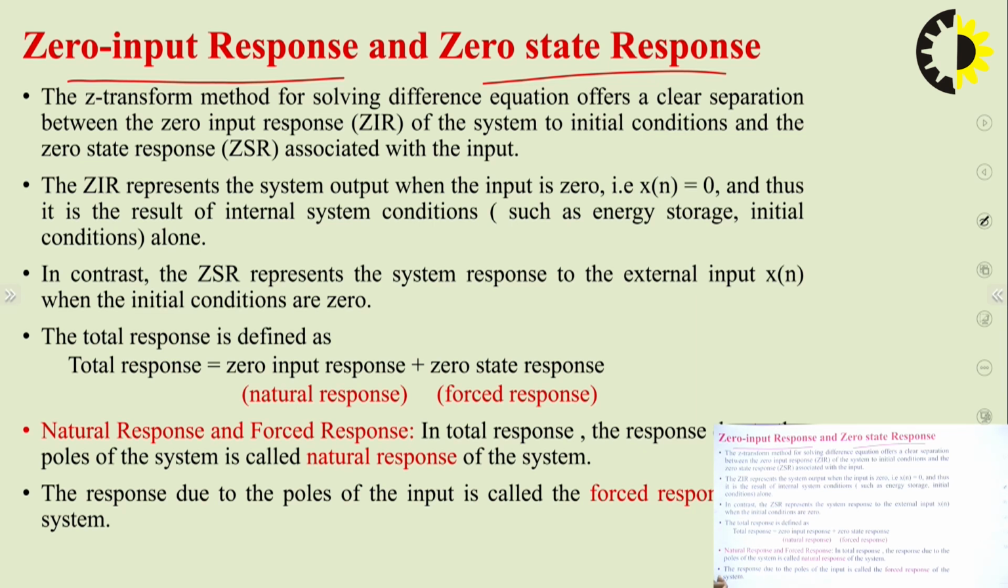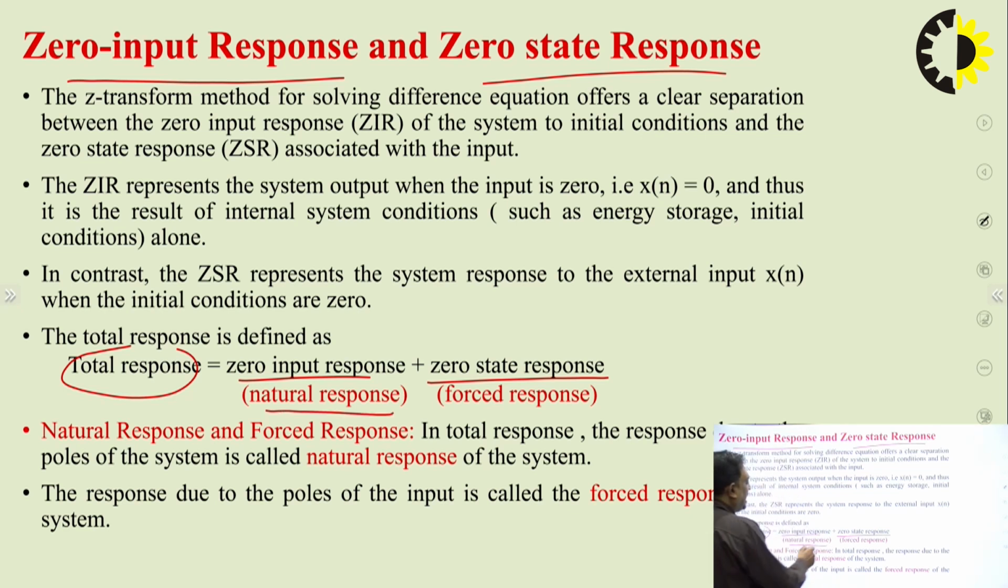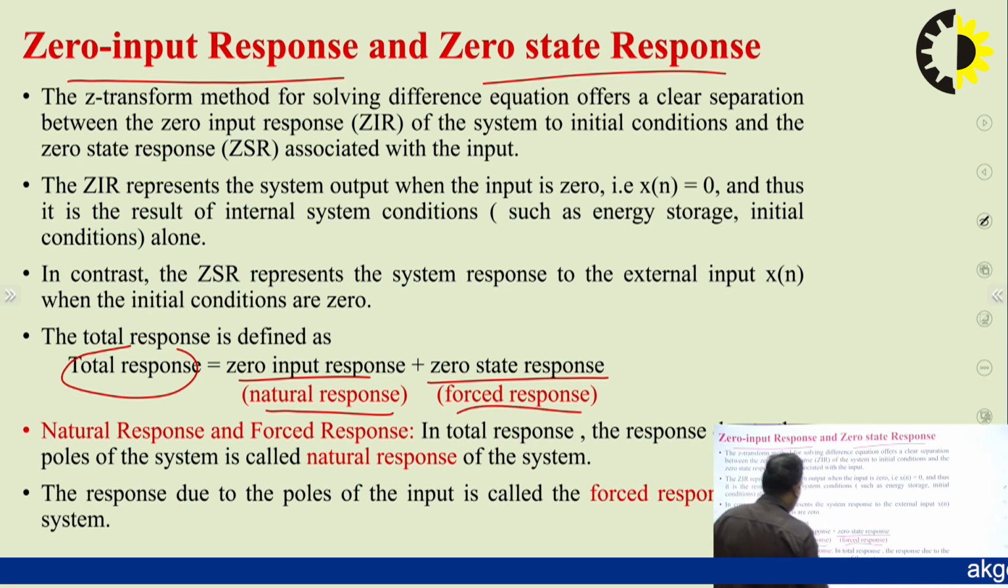But if you talk about the total response, then total response is zero input response plus zero state response. Zero input response is due to initial conditions, that's why it is called natural response, and zero state response is due to applying any input, so that's why it is called forced response.